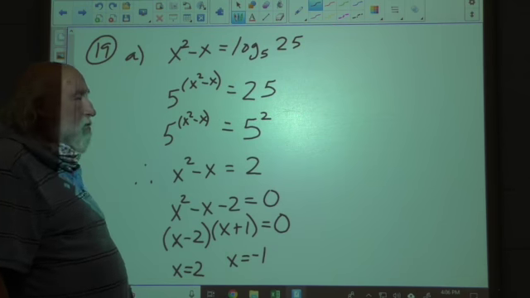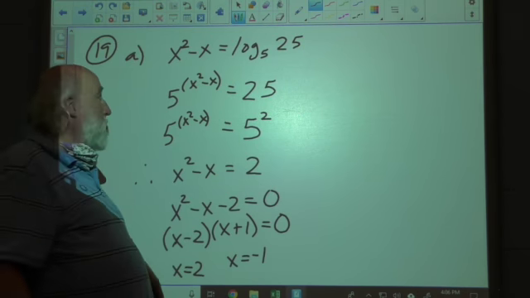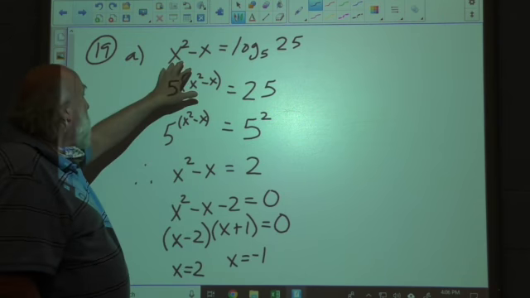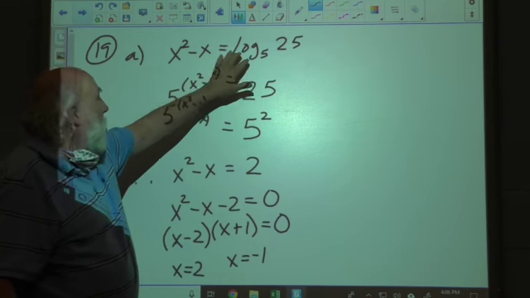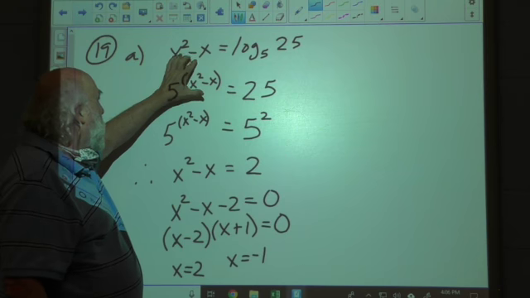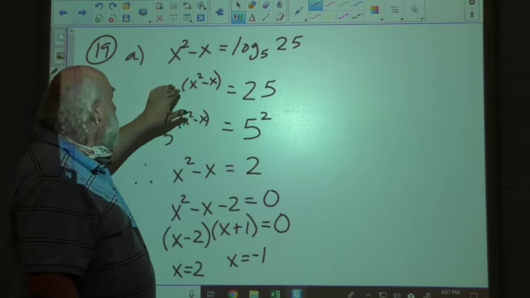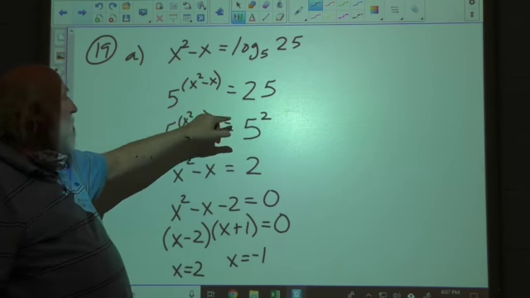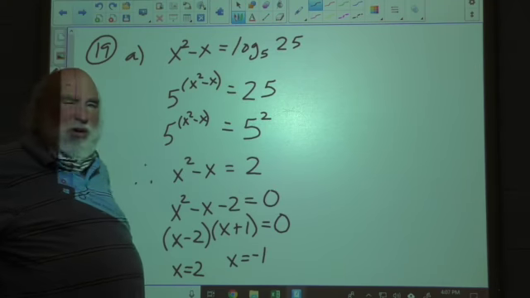Number 19, we're given an algebra problem involving logarithms, but no big deal. Why? Because it says the logarithm, the exponent, is x squared minus x, of base 5. So 5 to the x squared minus x equals 25. Well, what are we going to do with that?